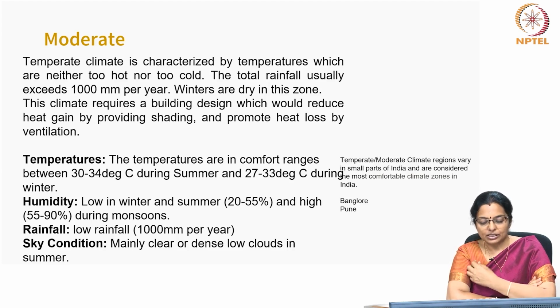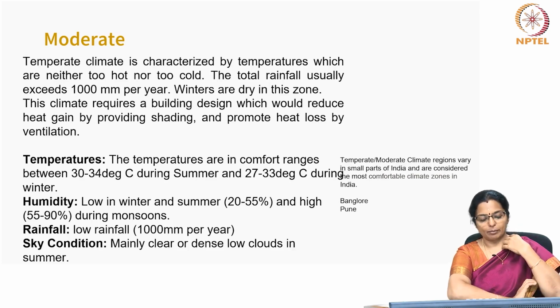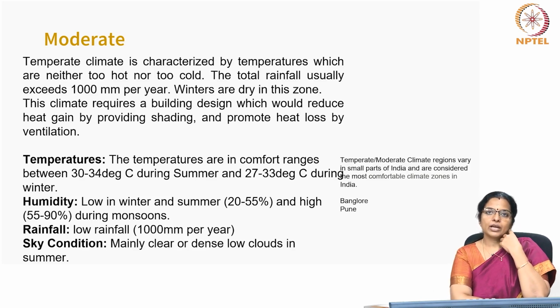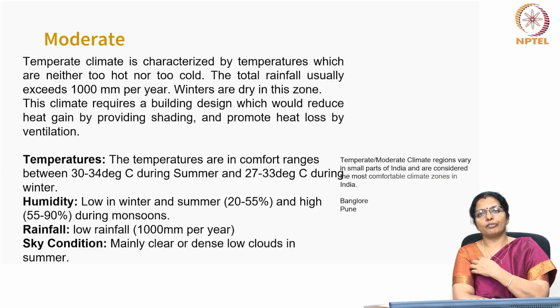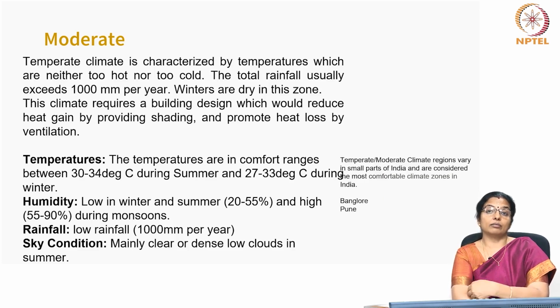The temperatures are in comfort ranges between 30 to 34 degrees centigrade during summer and 27 to 33 degrees centigrade during winter. Humidity is low in winter and summer and extremely high during monsoons. During winter and summer, the humidity is about 55% maximum, whereas in the monsoon, it can get very sticky.